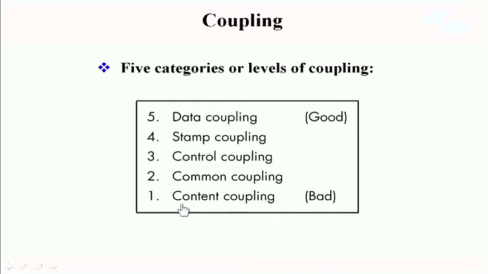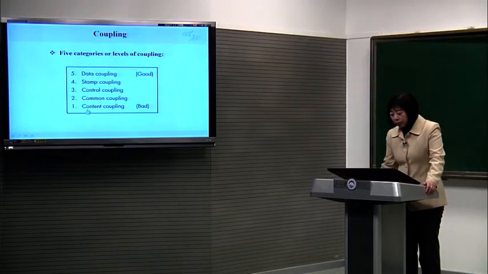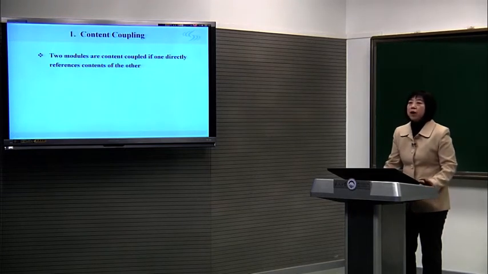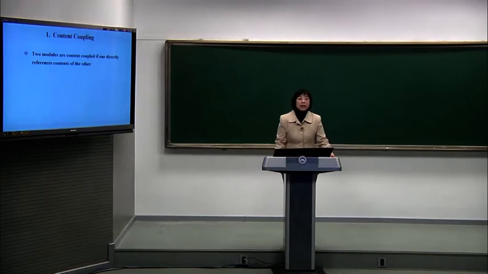The first, content coupling, and the second, common coupling. The third, control coupling. The fourth, stamp coupling, and the fifth, data coupling. And actually, level 1, content coupling, is the worst, okay? And data coupling is the best, okay? So you can see that from the worst to the best coupling. Okay, let's learn it one by one. First, content coupling.